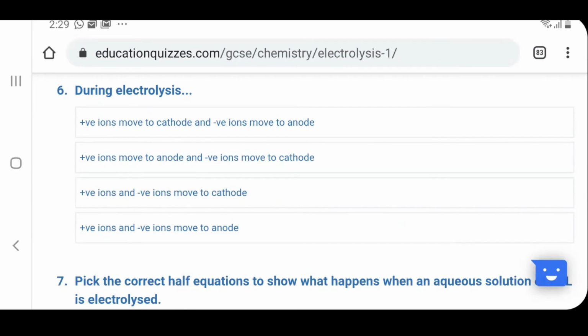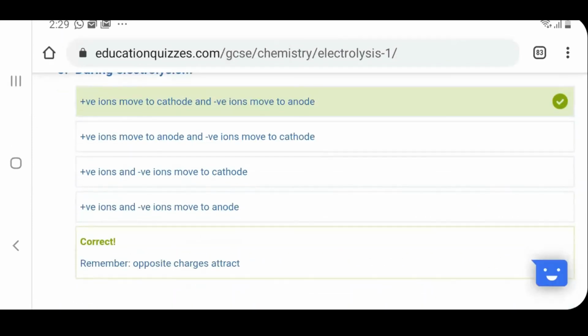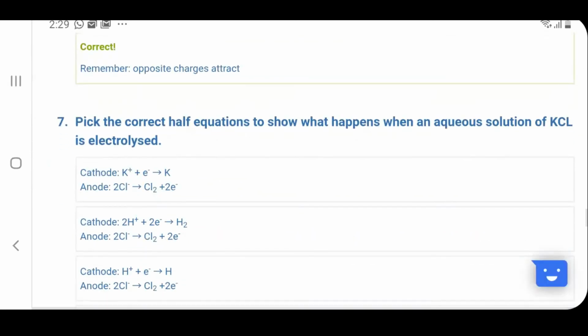Number 6. What happens during electrolysis? A. Positive ions, yes, that's right. So 6 is A. Positive ions move to the cathode always. Because remember, the cathode is the negative electrode and the anode is the positive. Good, nice. So 6 is A.